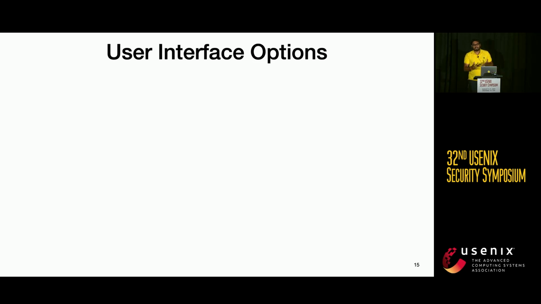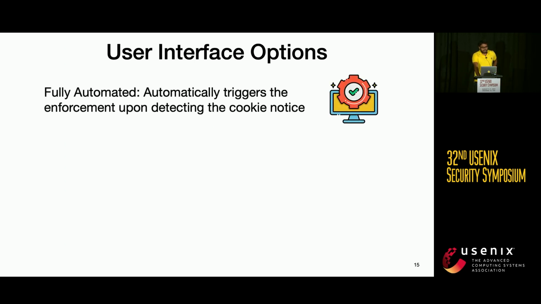Now, as different people can have different levels of comfort with automation, we provide users with three different interface options. The first one is fully automated, where the extension automatically detects the cookie notice and automatically performs the enforcement. So the user doesn't have to do anything. They visit a website, the notice is automatically detected, and the options are enforced.